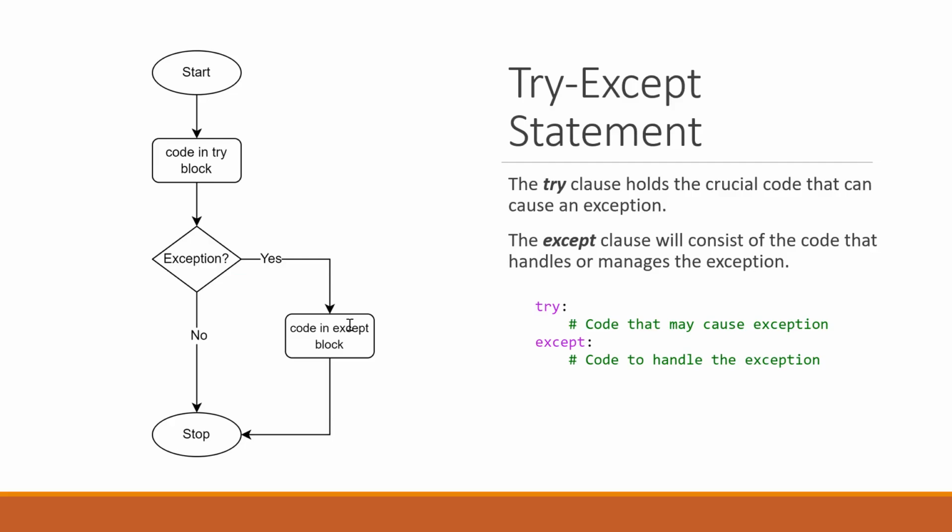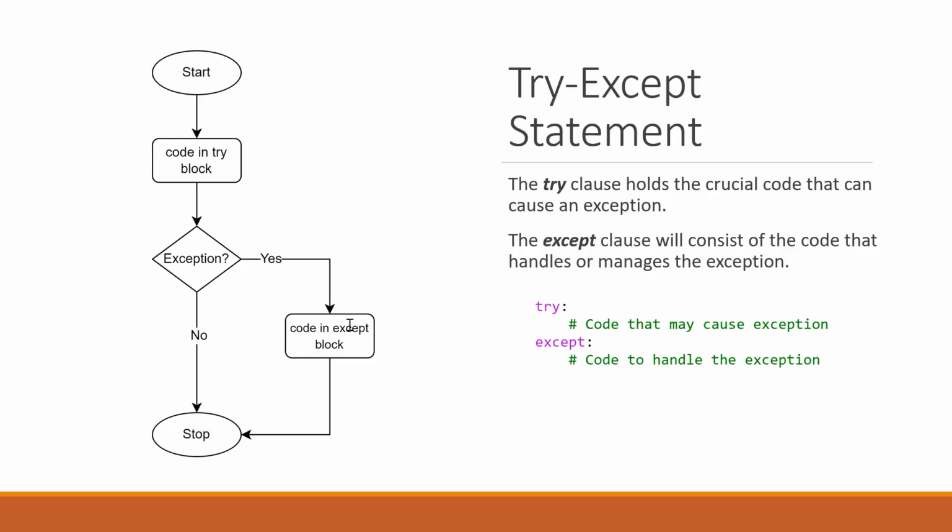Exceptions in Python can be managed with the help of the try except statement. The try clause holds the critical code that can cause an exception. Now every try clause must be followed by an except block, and the except block will consist of the code that handles or manages the exception.